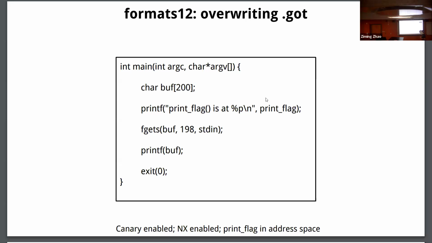So the program, very simple. We have a buffer, 200 bytes. Very convenient. We print out the print flag address for you. Then there is fgets. Take input from stdin, 198 bytes, into the buffer, so no buffer overflow. Even if we can do buffer overflow here, it's not going to help. You need to bypass the canary and the stack is not executable.